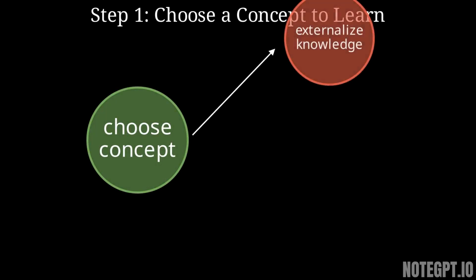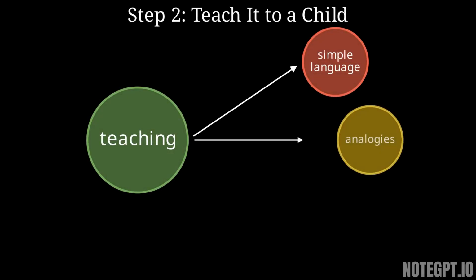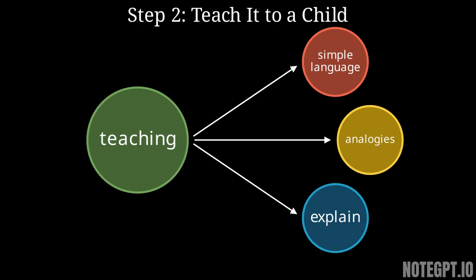Start by selecting the specific topic you want to understand, such as a mathematical theorem or scientific principle. Write down everything you know about it. This process helps externalize your current knowledge and spot what you already understand. Pretend you're teaching the concept to someone with no background knowledge, like a 10-year-old. Use simple words, analogies, and examples. Avoid jargon. This forces you to simplify and truly explain the topic in your own words.